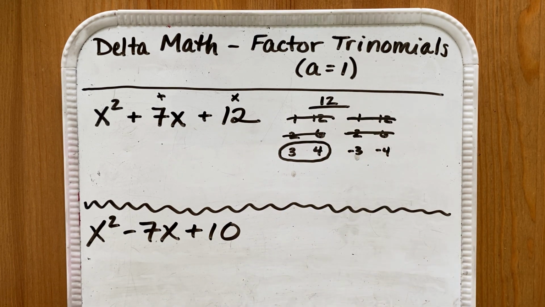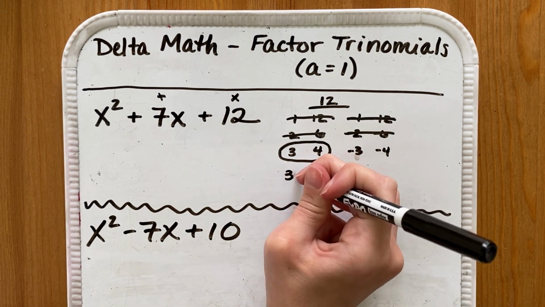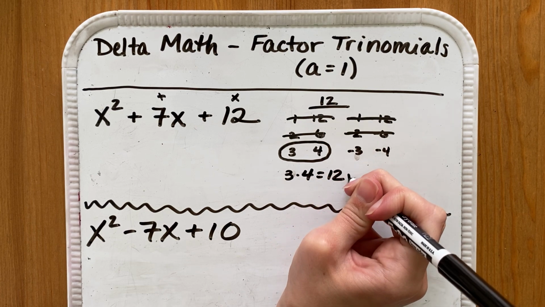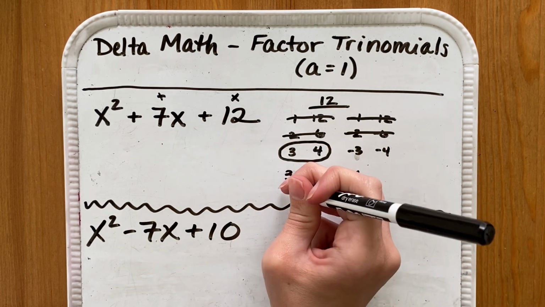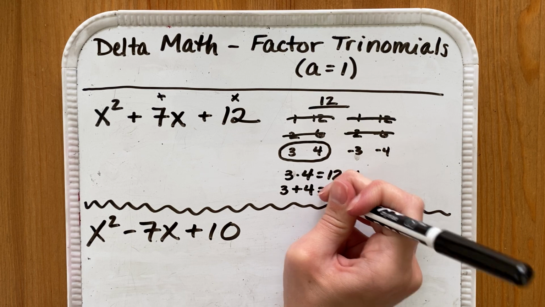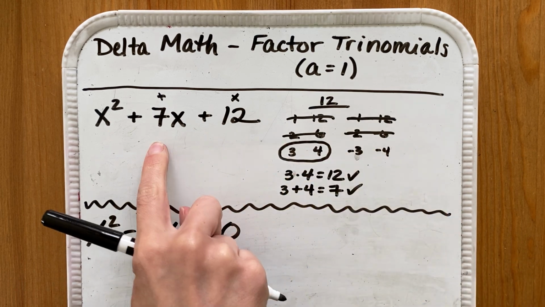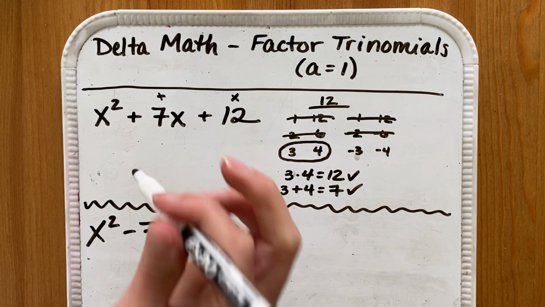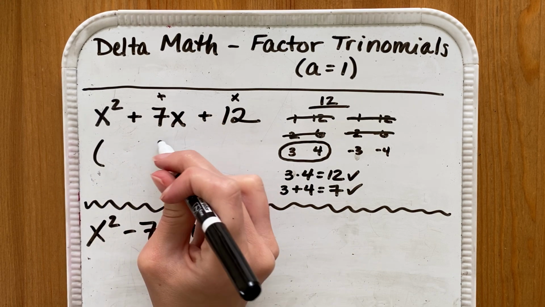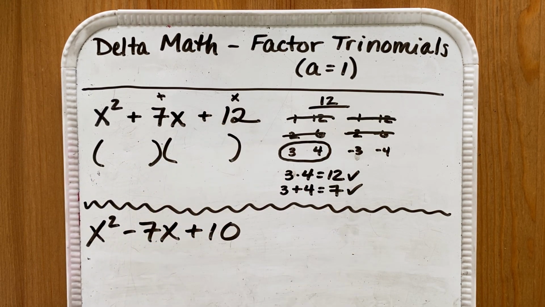All right, and we're choosing 3 and 4 because remember, 3 times 4 is going to equal 12, to give us that last number. And 3 plus 4 is going to give us 7, which checks out to be the middle number. Now to actually build my answer, those are the two numbers that will appear. I want to create two binomials.